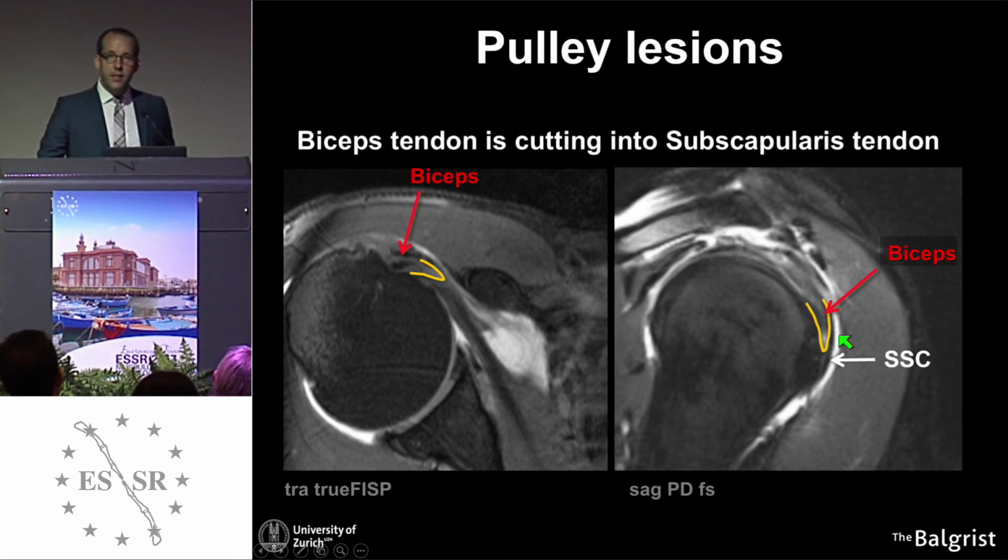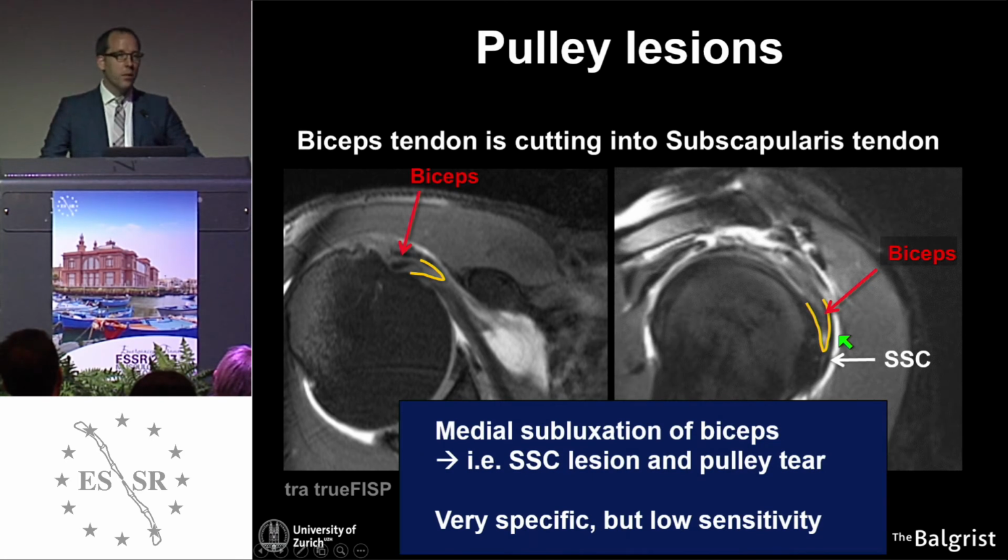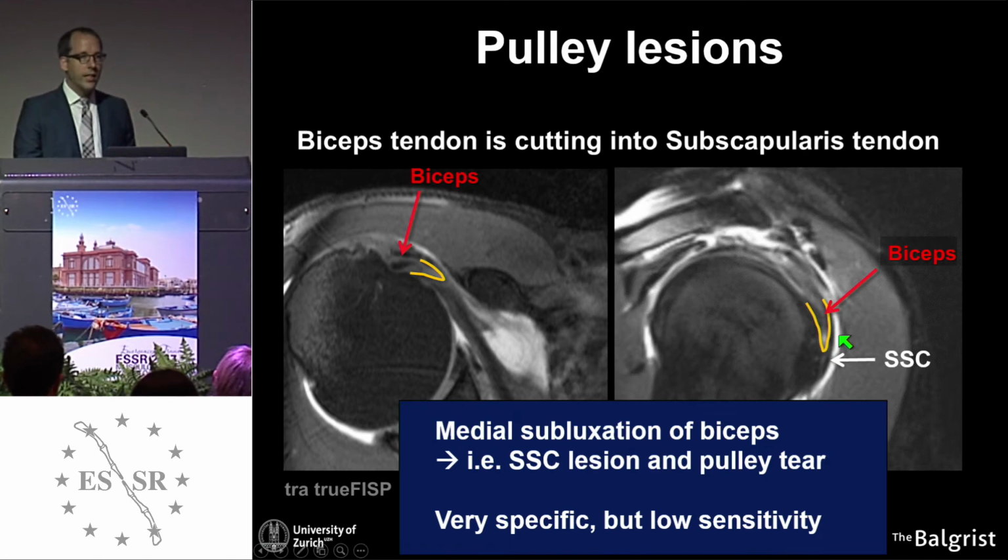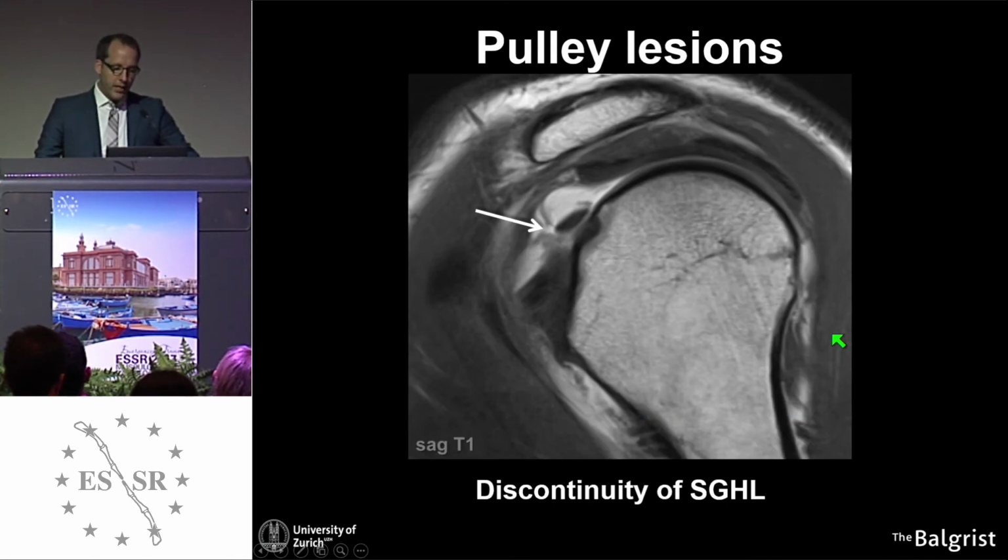And if you see this, that's very easy. So we have medial subluxation of the long head of the biceps tendon. This means we have both a subscapularis lesion and also a biceps pulley tear. This is a very specific sign. Unfortunately, it has quite a low sensitivity. There are other signs we can see.